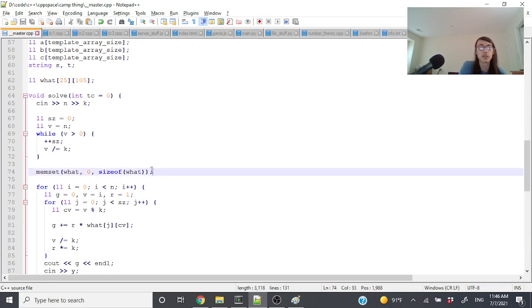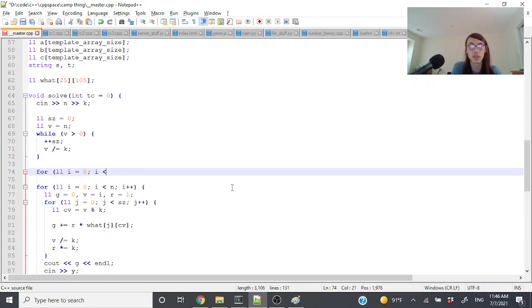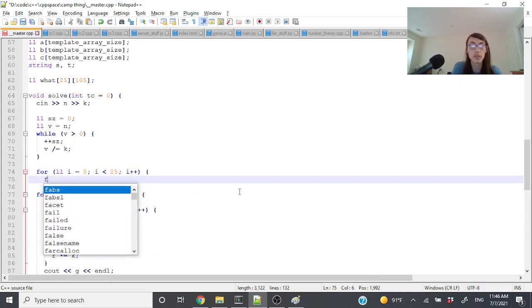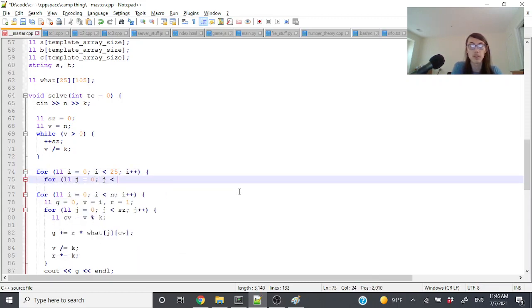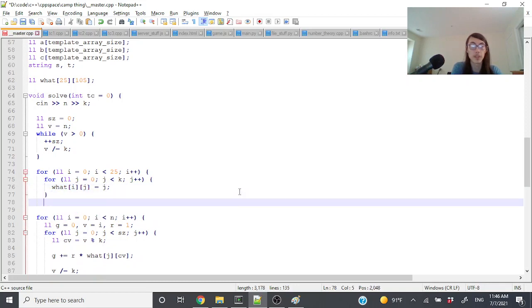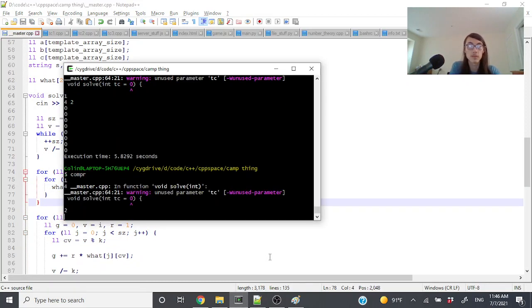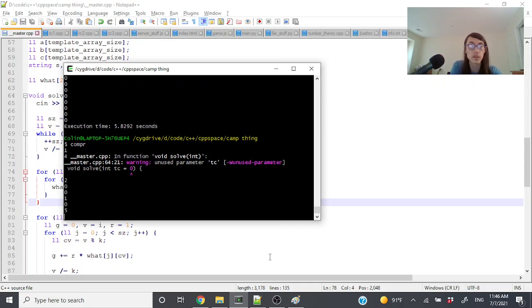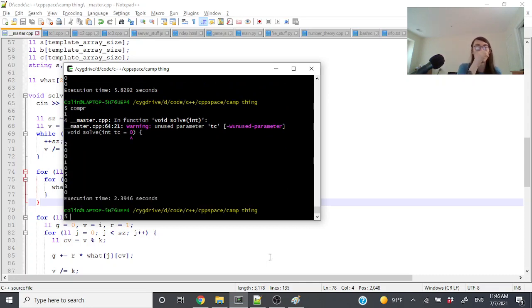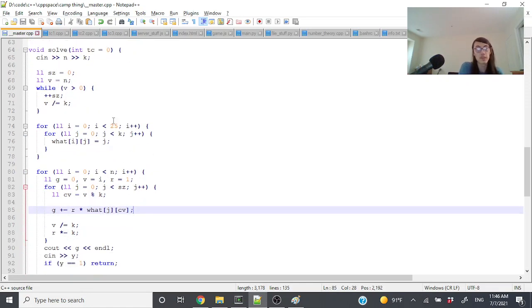Oh, actually, that does matter. So for i equals 0, i is less than 25, i plus plus, j equals 0, j is less than k, j plus plus. What I j is equal to j. 0, 0, 0, 0, 5. How are you 5? What even is size?